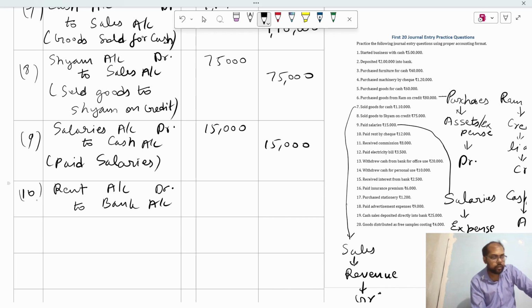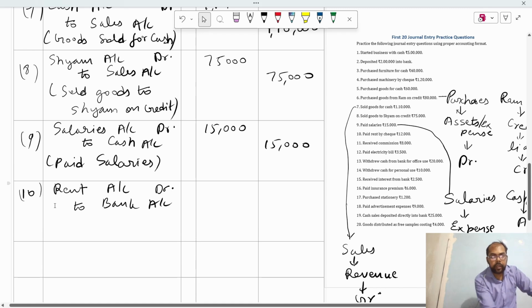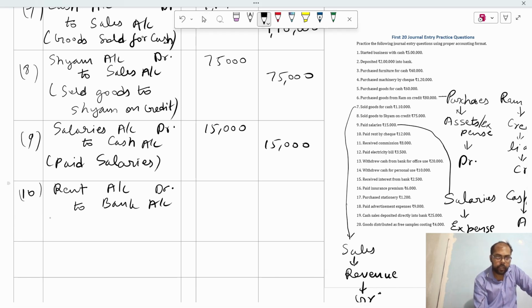I have already told you how to handle such kind of transaction where bank comes. Rent is an expense. It is increasing, therefore debited. Bank account is an asset account and it is decreasing, therefore it is credited. Narration will be paid rent. What is the amount? 12,000.